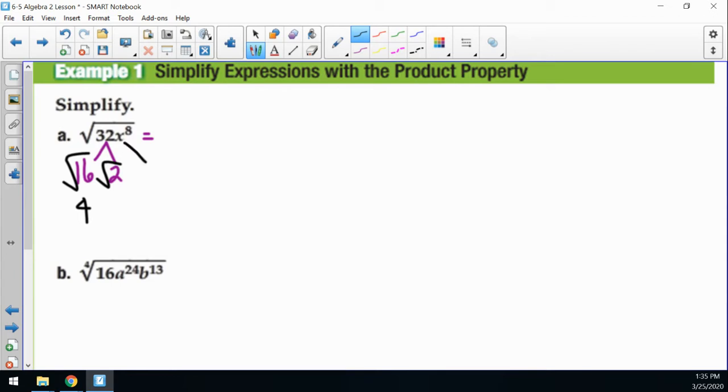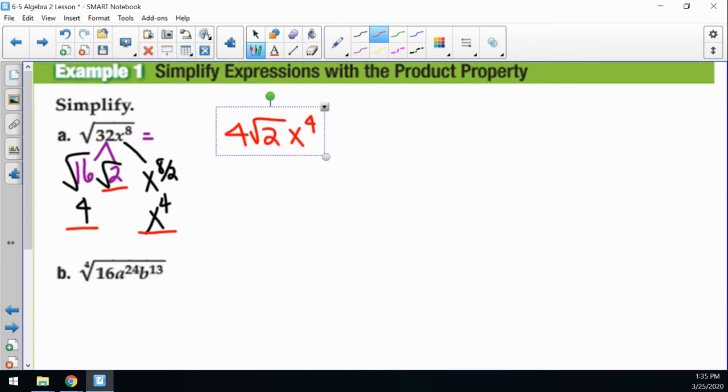Then I also know that the square root of x to the 8th is x to the 8 divided by 2, which is x to the 4th. So what I'm going to do is keep all of these in my answer. So my answer for this one, the square root of 32x to the 8th, is going to be 4 square root of 2 times x to the 4th. That's my answer right there, okay?